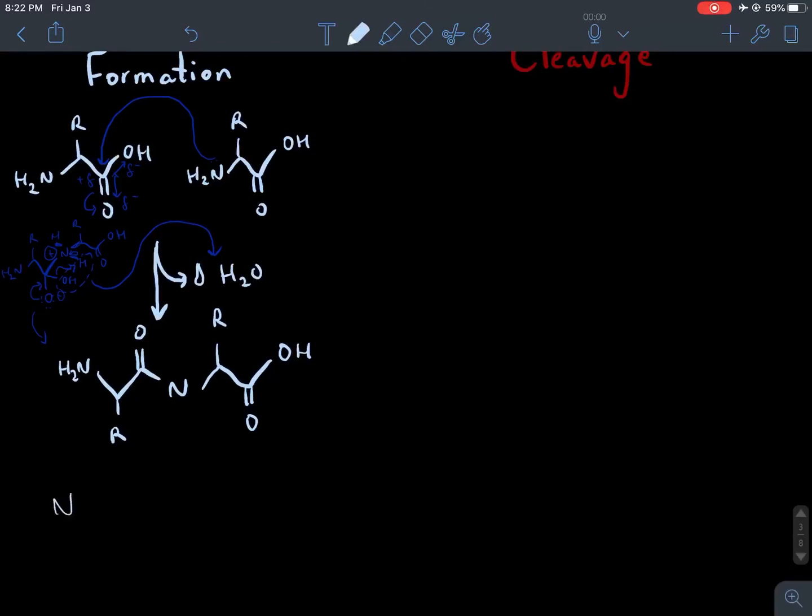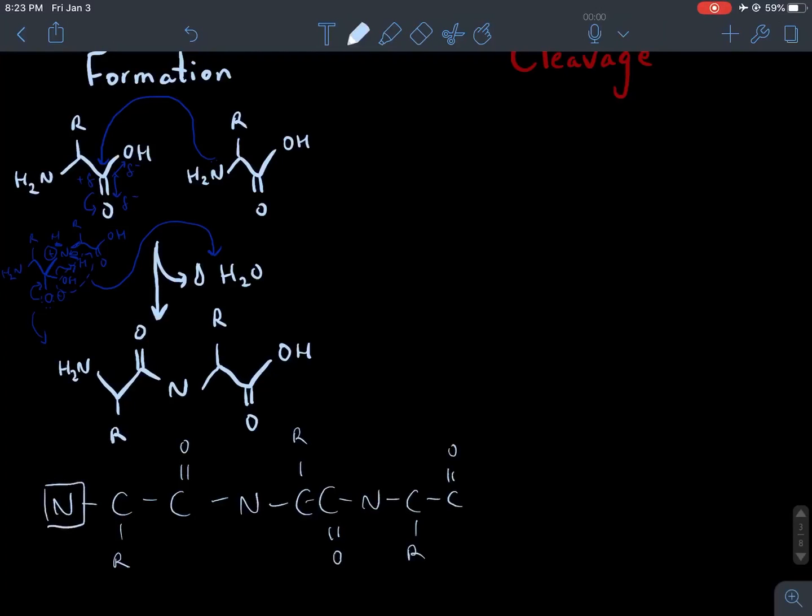So when this process happens over and over again, what forms as a result is called a polypeptide. And it's a polymer. Proteins are polymers. And the end chains of the polymer are known as the N terminal and the C terminal, depending on which atom you have at the end, whether it's a nitrogen or a carbon. So that's how peptide bonds are formed, but how are they broken?